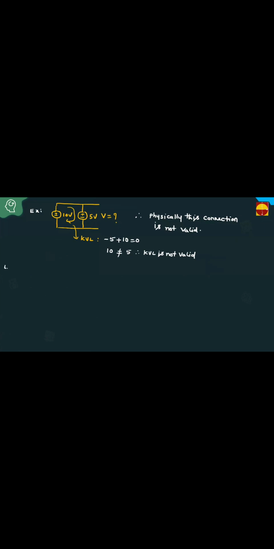See, for example, if it is given like this: plus minus 10 volts, and one more source, minus plus 10 volts. Then what is the V? Can anybody tell? Can you apply KVL in this loop? If you apply KVL, negative to positive, plus 10, negative to positive, plus 10, equal to 0. Is 10 plus 10 equal to 0? No. That's why KVL is not valid. 10 plus 10 equals 20, but the sum does not become 0.